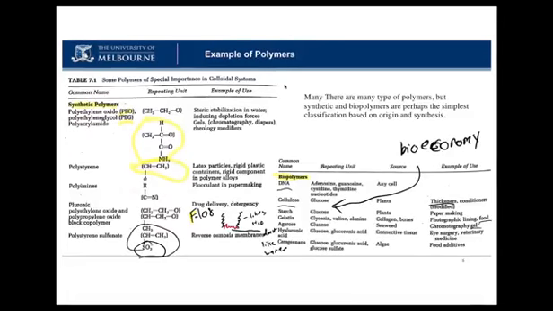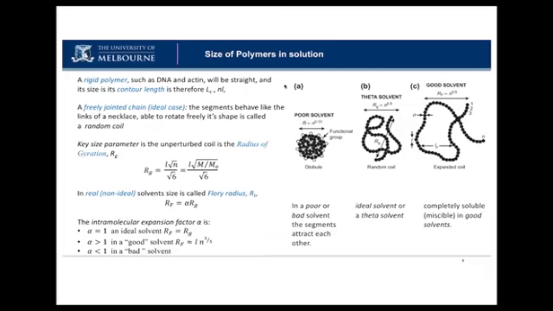I want to talk a little bit about how I talk about how big a polymer is in solution. So a rigid polymer, DNA, is just basically a rod. And you can figure out that a rigid polymer is about as long as the number of monomer units times the length of each monomer unit. It gives you what's called the contour length.